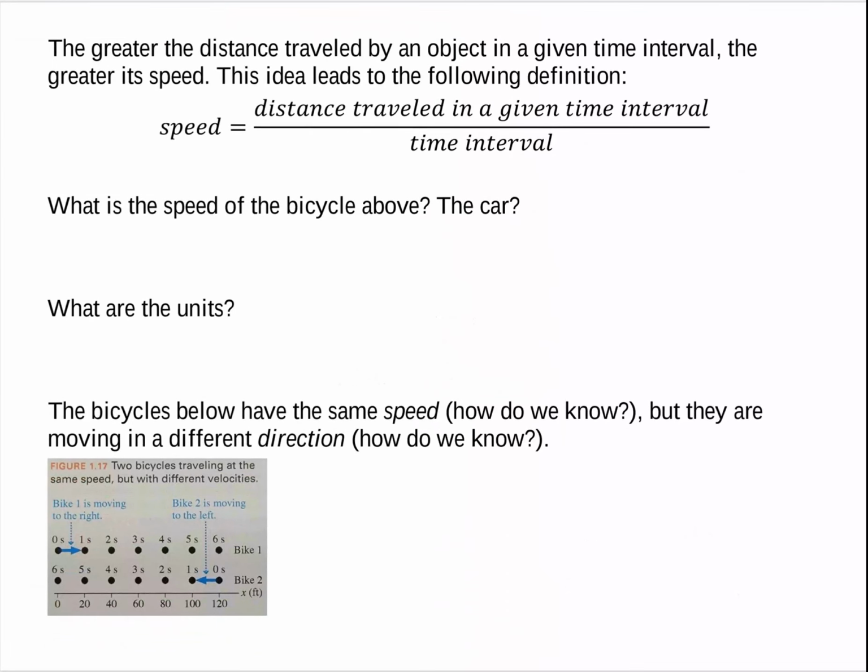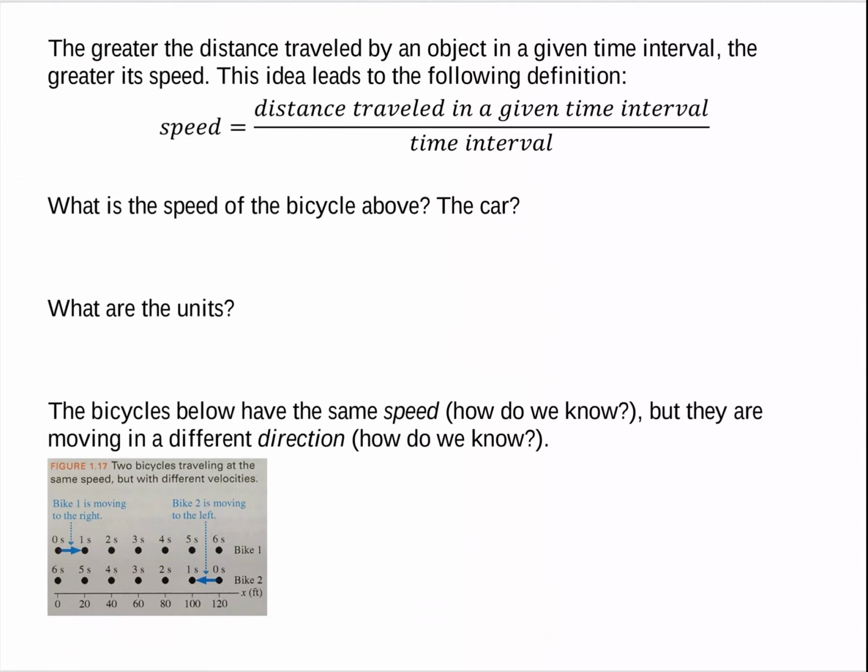The greater the distance traveled by an object in a given amount of time, the greater the speed is. And that should make sense to you already, given what you know of life. So this idea leads to this definition. Speed is the distance traveled in a time interval divided by that time interval. So how far did you go divided by how long did it take you to do that? That leads us to sort of a formula. Your speed, which we maybe could give a letter to, would be how far did you go?